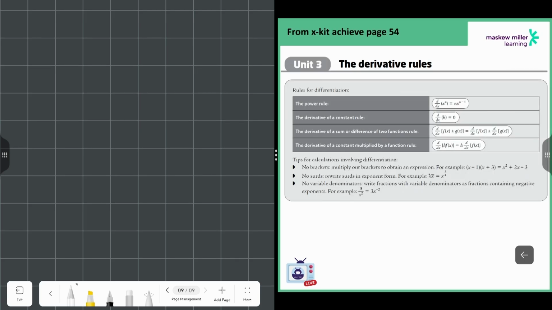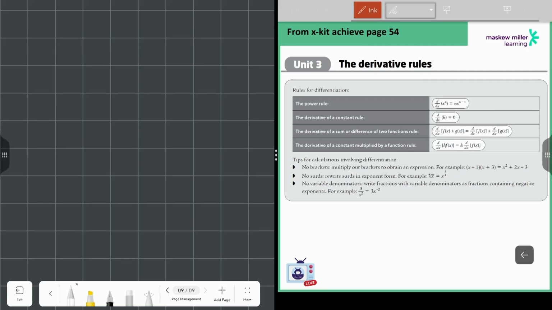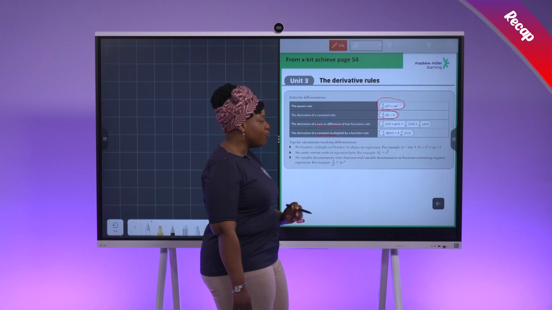But before that, a very quick summary that you can find in our X-Kit Achieve page 24, which is our study guide. It does have the rules which show you what rule we are using and what it is that we are doing. So you can see that here, for example, it shows us a power rule where it shows exactly what I just summarized to you, and also the constant, how it works, and if you have the sum and the difference of any two functions, and if ever you are multiplying by the constant. Very, very important.